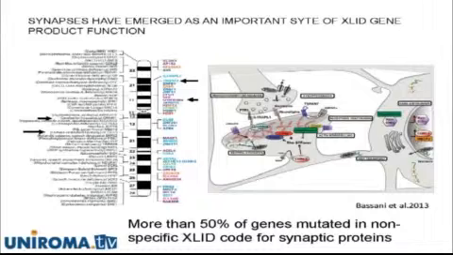And if we show the X chromosome and we look at the chromosomes and genes expressed, and especially the mutated ones, the ones associated with autism and mental retardation, what we notice is that 50% of the mutated genes code for proteins that are synaptic proteins.